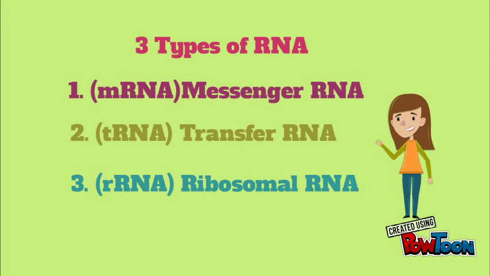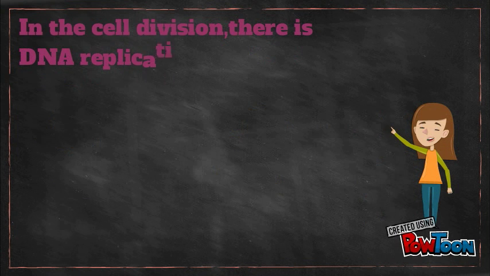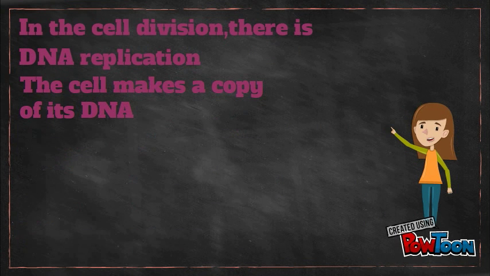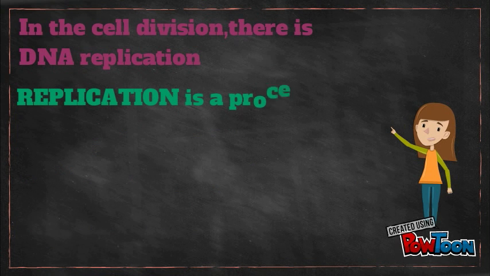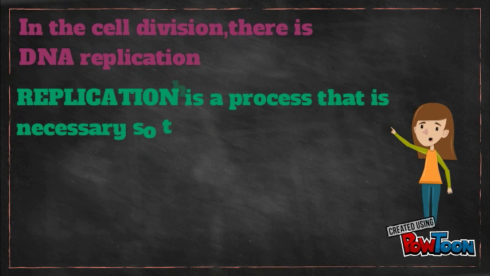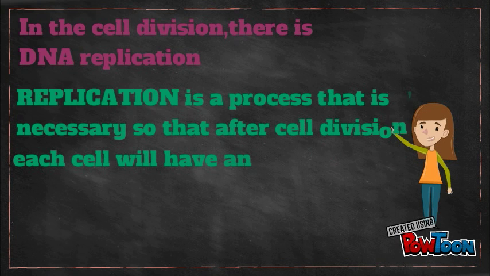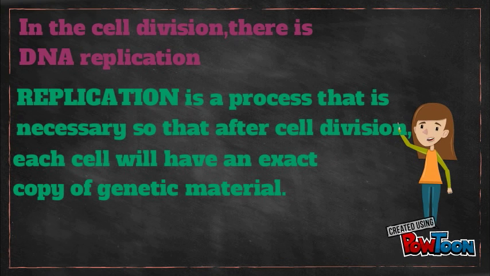It transports specific amino acids. In the cell division, there is DNA replication, wherein the cell makes a copy of its DNA. Replication is a process that is necessary so that after cell division, each cell will have an exact copy of the genetic material.